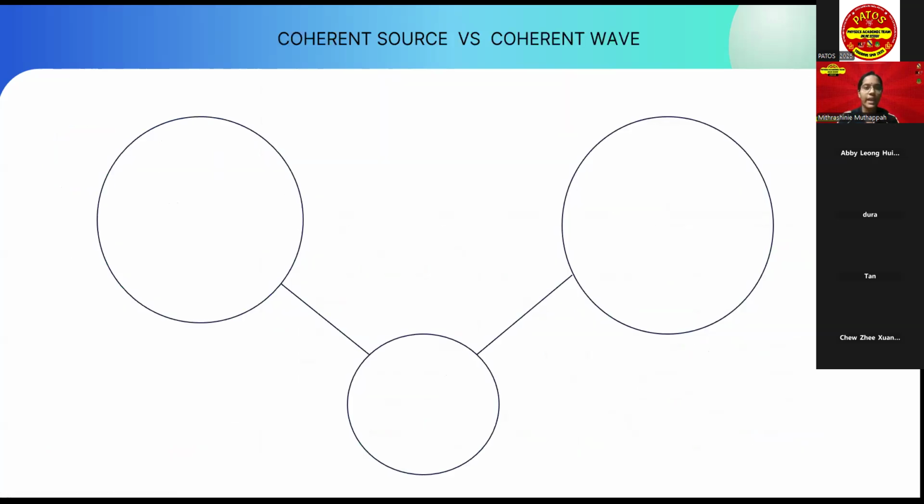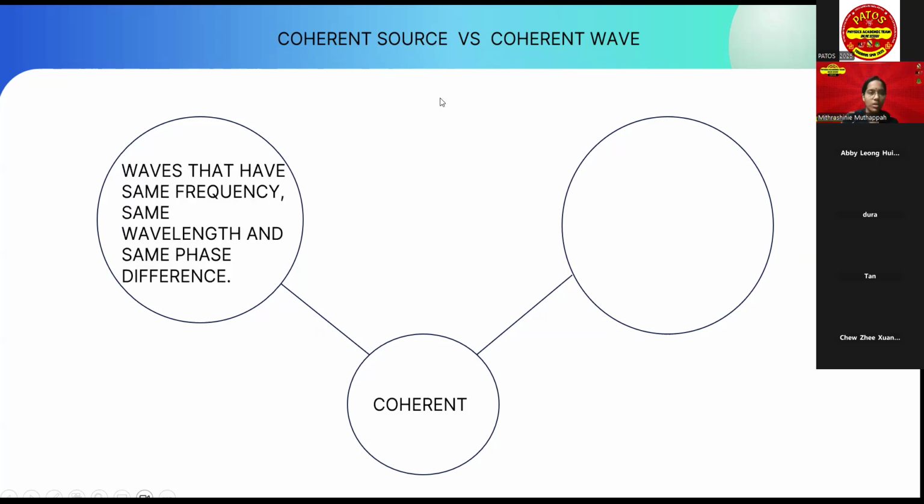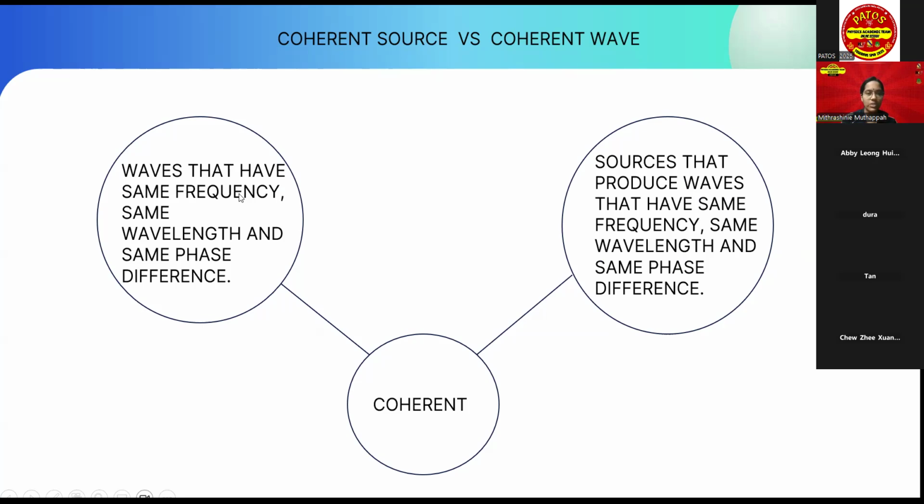Now, we are looking at the definitions and differences between coherent source and coherent wave. These two terms are usually asked in exams, and I think this is something we have to focus on. So, we have two different meanings over here, definitions over here. Can anyone tell me which one is the definition for coherent wave and which one is the definition for coherent source? Please respond to my question in the chat box. Which one is coherent wave and which one is coherent source?